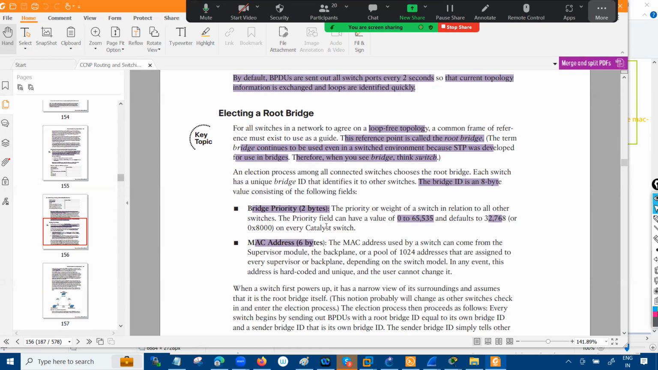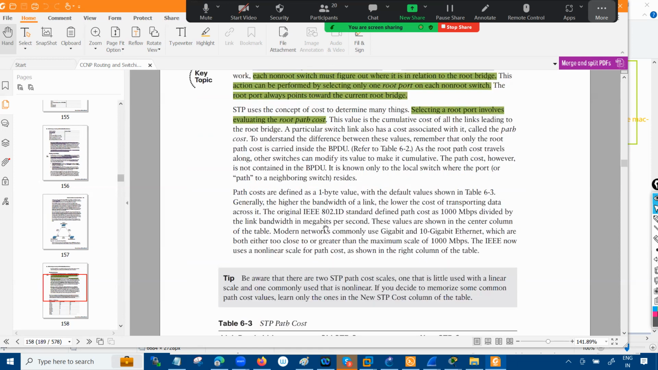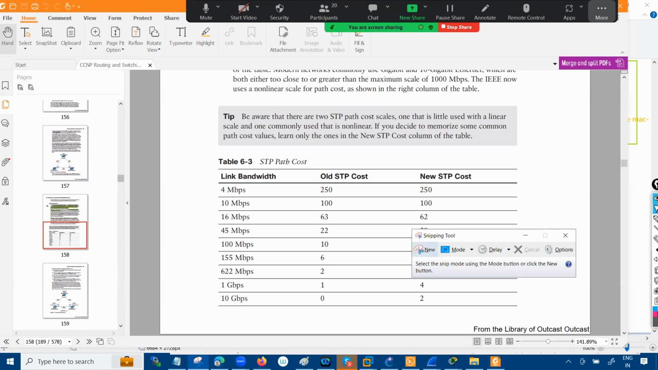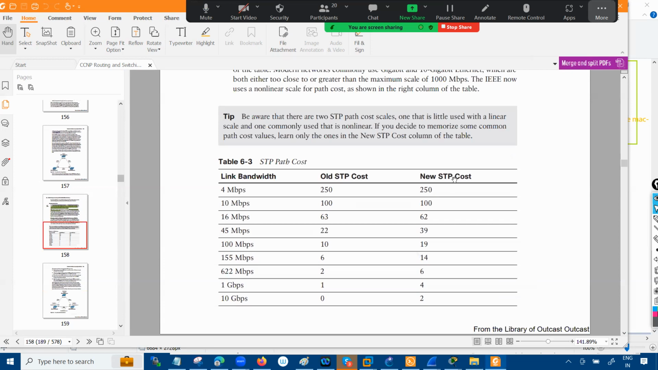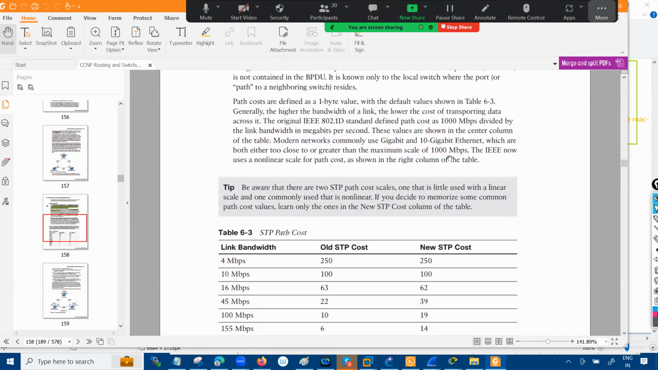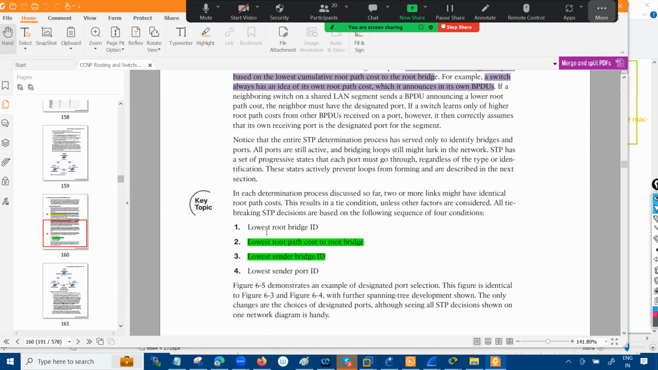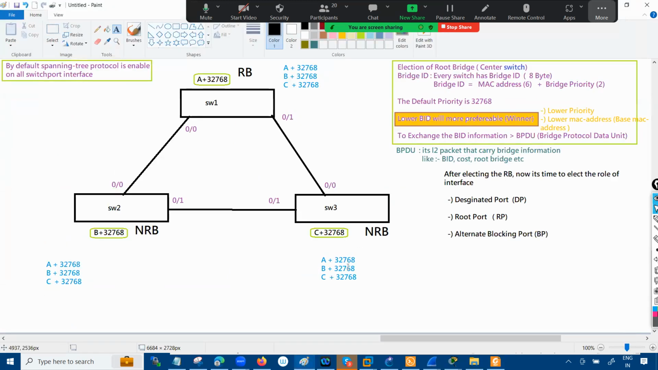It should be the base MAC address. So not this one. The cost, I need to guess. And this one as well, and this thing as well. I just need to write down this thing. That's it, because the cost plays a very important role over here.